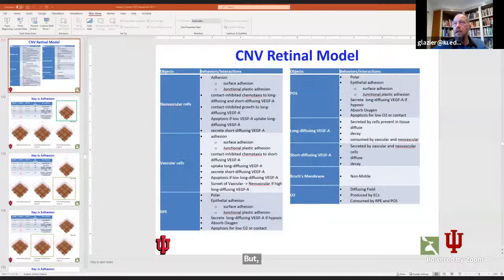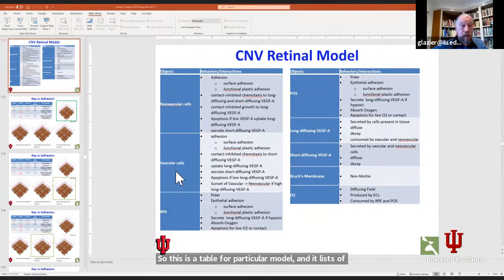So this is a possible way of organizing how you might build a model. This is a table for a particular model, and it lists a particular set of cell types, and then it lists in the second column what they do. And here we have, for example, neovascular cells, vascular cells, a chemical field, long diffusing VEGF-A, short diffusing VEGF-A, and so on.